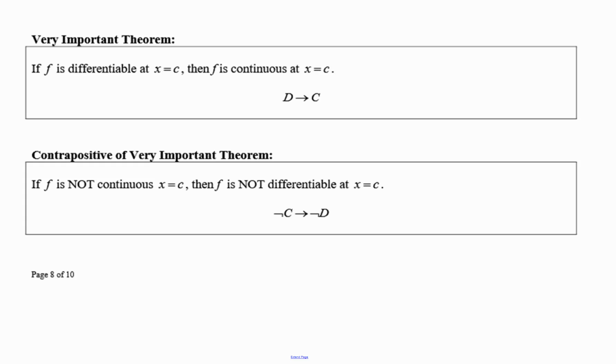So this leads us to a very important theorem. If f is differentiable at a point, then it's continuous at a point. Very important. If it's differentiable, then it's continuous. If it is not continuous, and this is the symbolism for that, then it is not differentiable. That's something that we need to keep in mind.